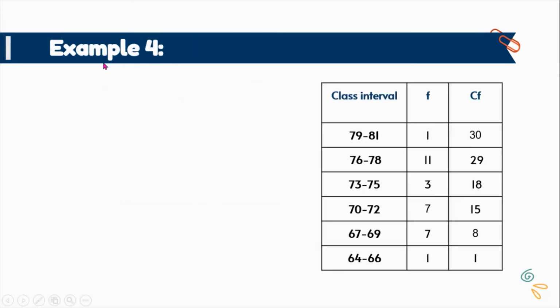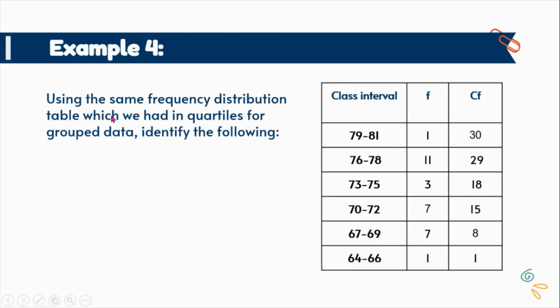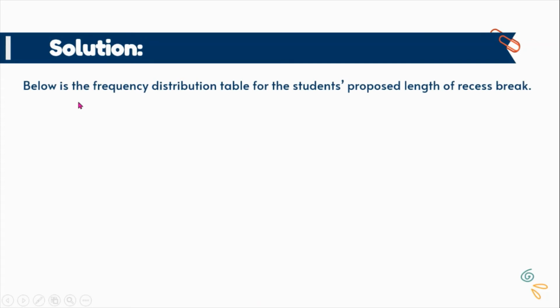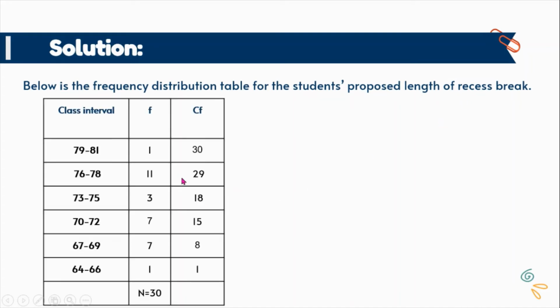Let us have this example. Using the same frequency distribution table which we had in quartiles for group data, identify the following: kN over 10, the decile class, B sub L, the I, Cf sub B, F sub C, then compute for D sub 7 or the 7th decile. Below is the frequency distribution for the students' proposed length of recess break. So we have here this data.